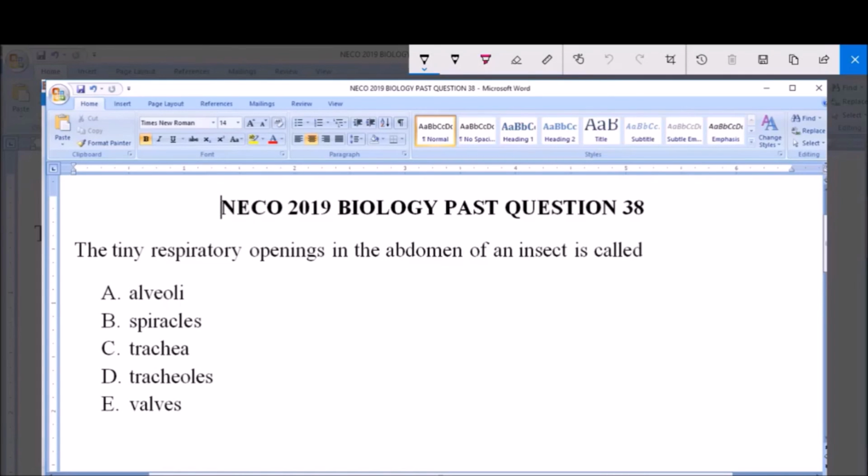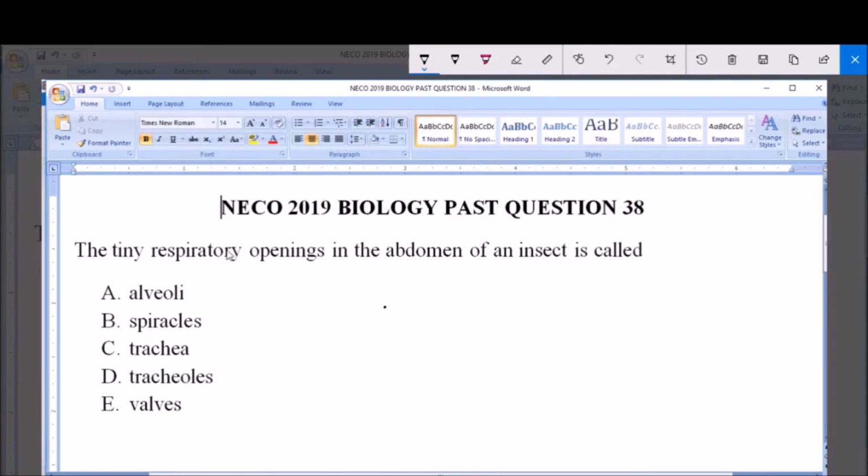I will be answering NECO 2019 Biology Past Question 38. The tiny respiratory openings in the abdomen of an insect is called: A. the alveolar, B. the spiracles, C. trachea, D. tracheals, and E. valves.